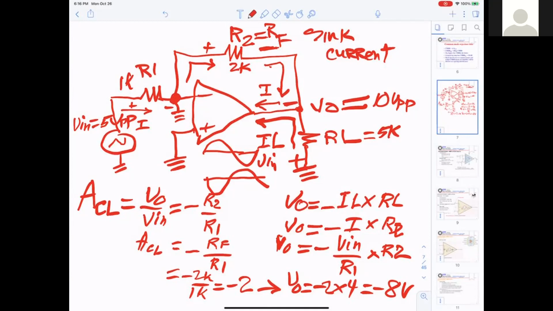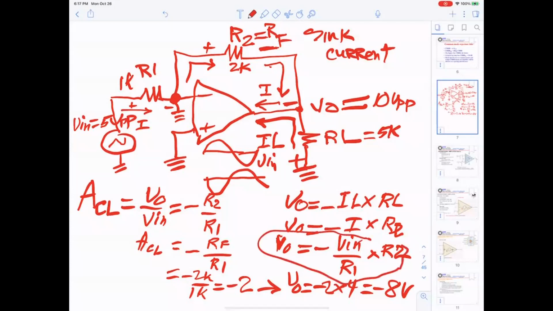Okay. Thank you, Mr. Pham. I have the equation here for AC operation of an inverting amplifier. V out equals V in times R2 divided by R1. V out equals V in peak to peak times R2 divided by R1. Yeah, that's what we get right here. I think where he's getting that from is because you have the feedback resistor, which is R2.